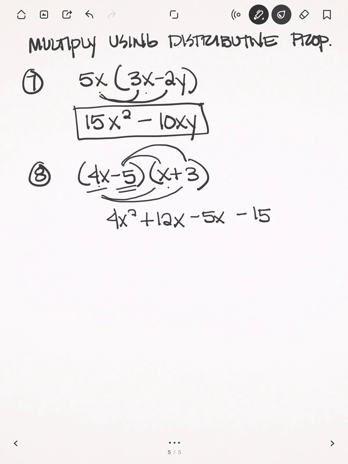Okay, now I have 4 terms, but if you'll look, these two are like terms. They both have x to the first power, so we can combine them together. Our 4x squared does not change. 12x minus 5x would be a positive 7x, and minus 15 does not change. So when I multiplied those two binomials together, I got a trinomial answer.